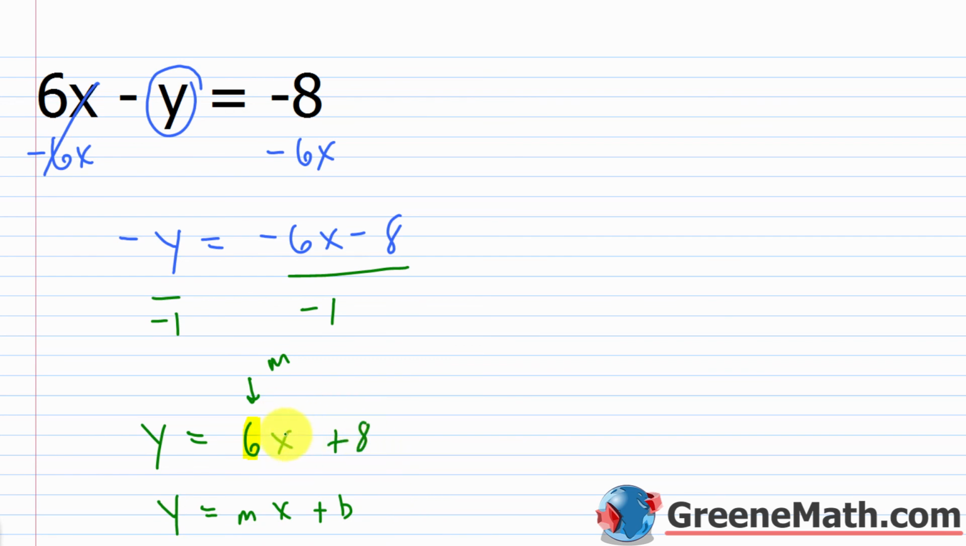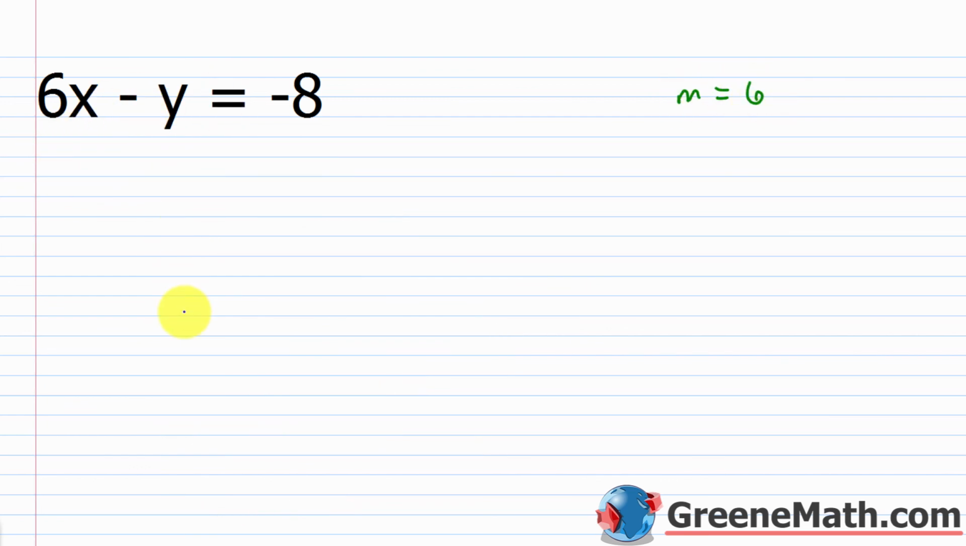Again, plug in a 0 for x. 6 times 0 would be 0. I'd have y equals 8. So this is my y-intercept. And just one more time, let me prove to you that this works. So I'm going to write here that m equals 6. And I'll verify this for you.